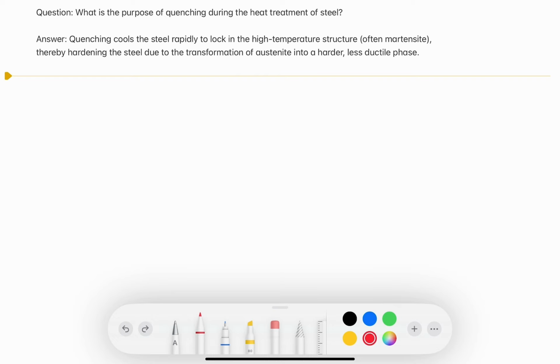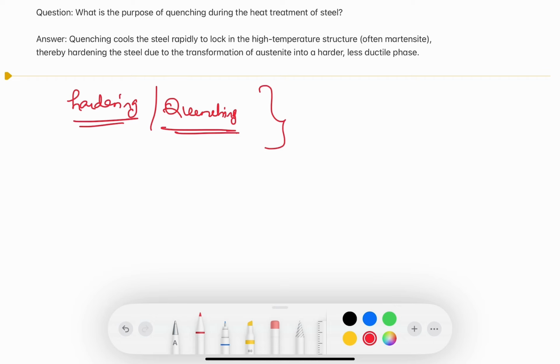So in today's metallurgy interview question series, the question is this: what is the purpose of quenching during the heat treatment of steel? This quenching step is also known as the hardening heat treatment, or sometimes just quenching. It is a very critical step in the heat treatment of steel, and it can change the mechanical properties as well as the microstructures, right?